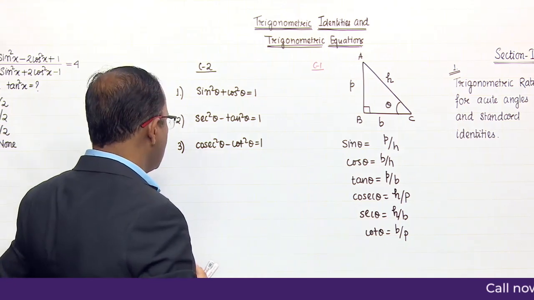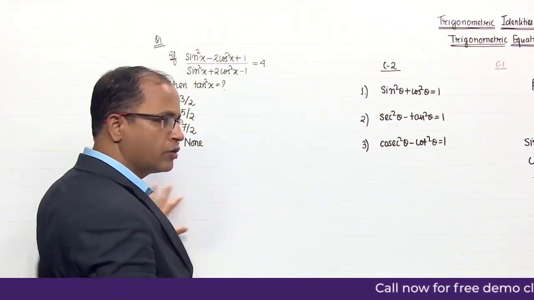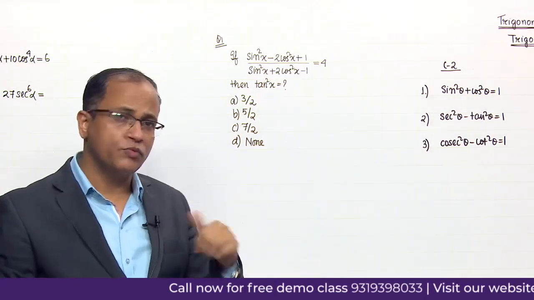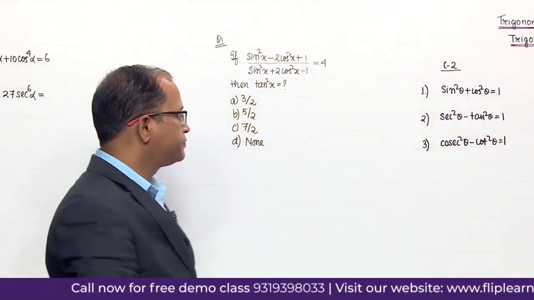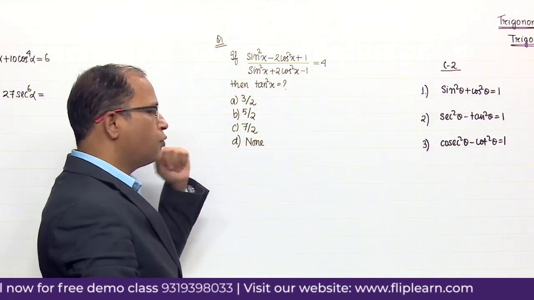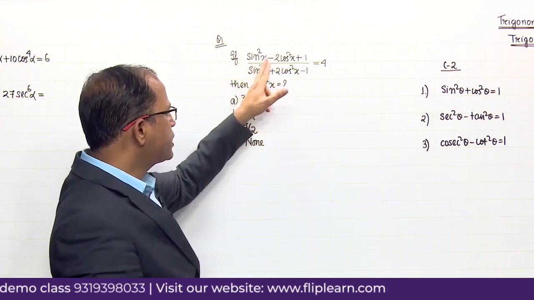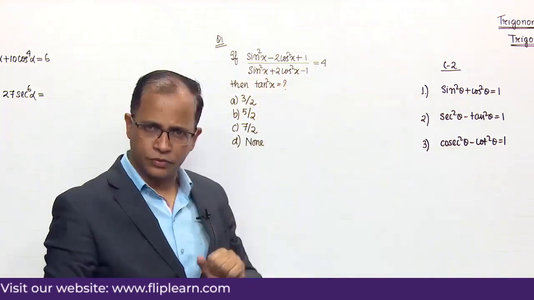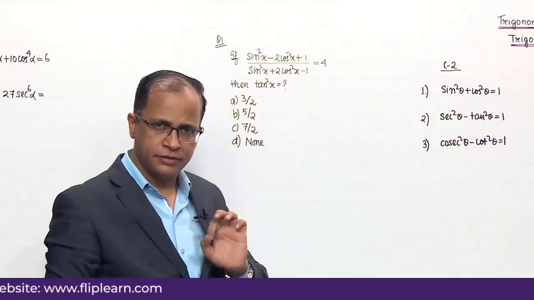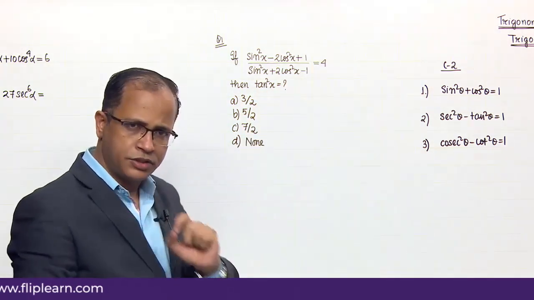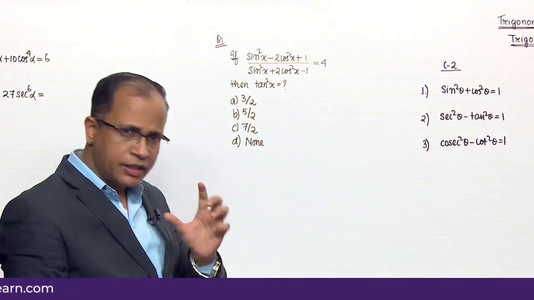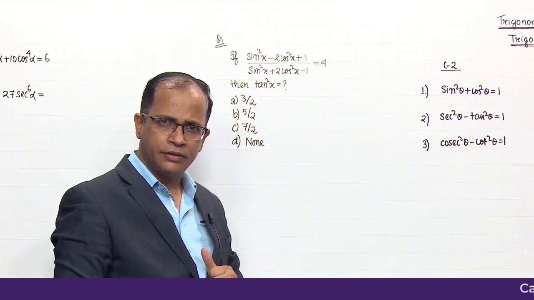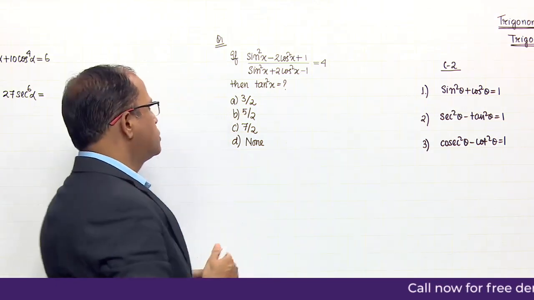Okay. So first of all, let me give you one problem. This question will give you a recap of the concepts we have done in the previous class, right? Now, what is the question? If sine square x minus 2 cos square x plus 1, divided by sine square x plus 2 cos square x minus 1, is equal to 4, you need to find tan square x. Take a pause and try by yourself. Then you check the solution with me, okay? Fine. So, how to do it?